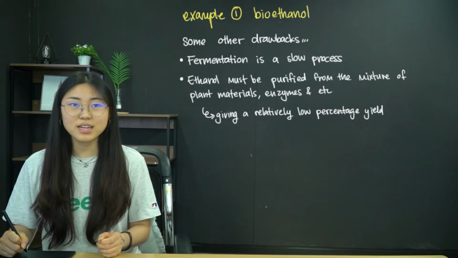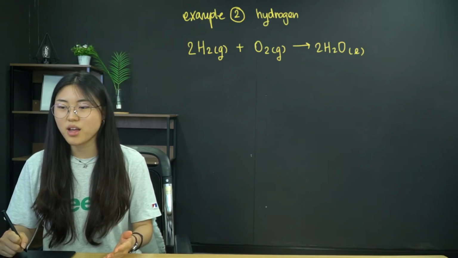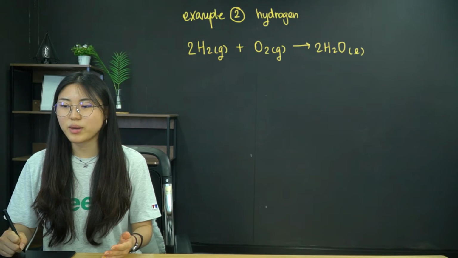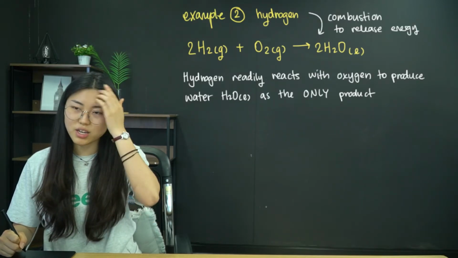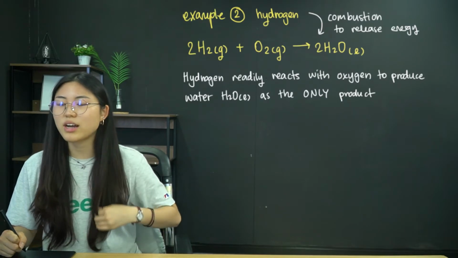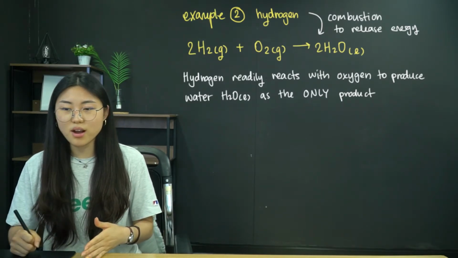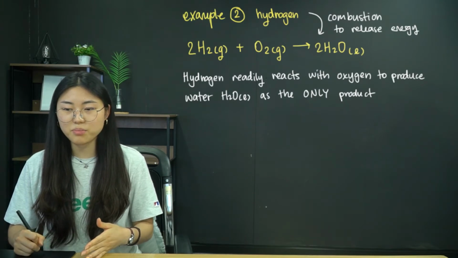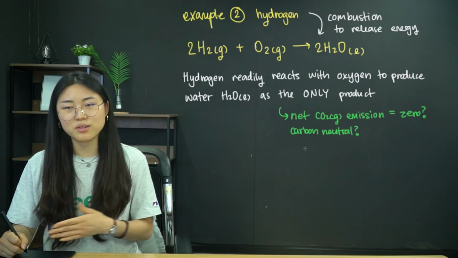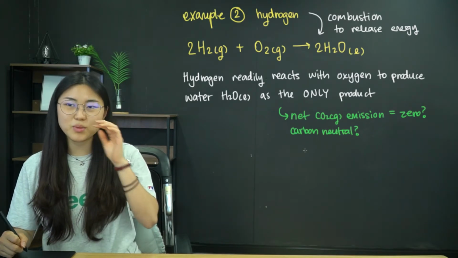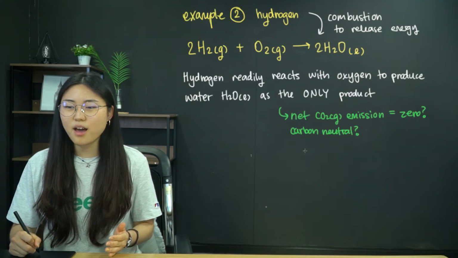For the second example, we have hydrogen as our alternative fuel. That is the equation for combusting hydrogen, burning hydrogen in air and oxygen. Hydrogen readily reacts with oxygen to produce water as the only product. If it's the only product, obviously, the net carbon dioxide emission would equal zero. And therefore, can we describe hydrogen as a carbon neutral fuel?